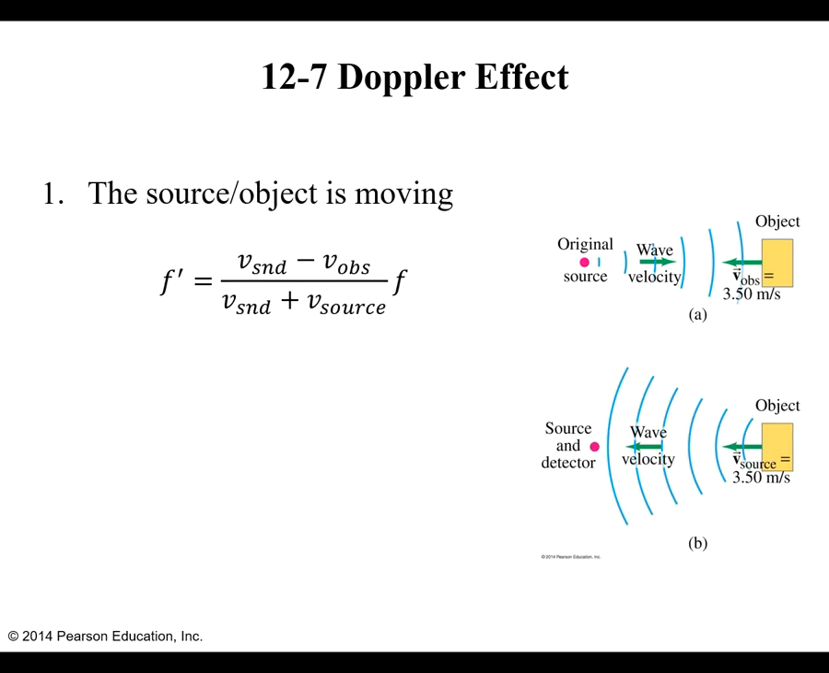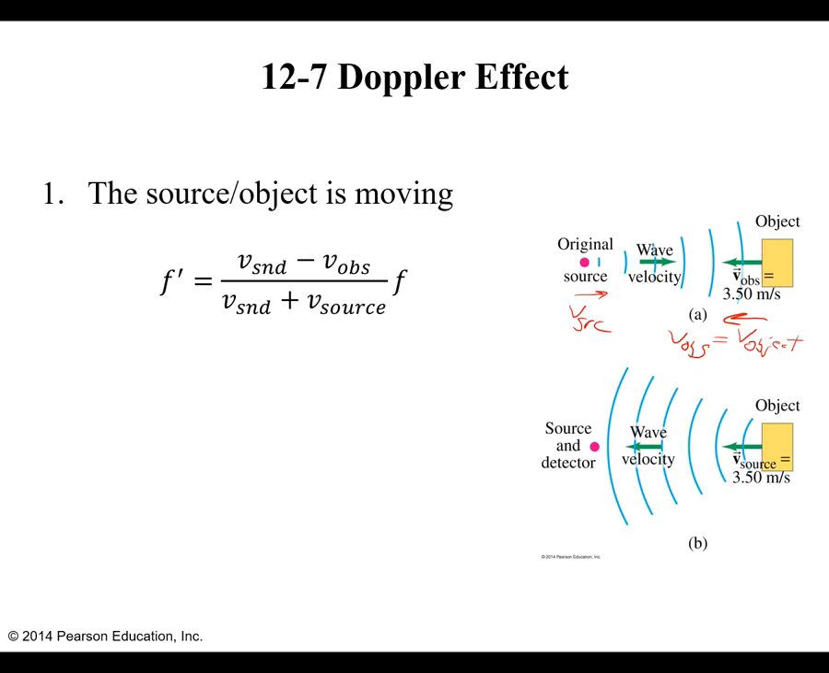So first of all, you have either the source or the object are moving. If the object's moving, then the observed velocity is going to be the velocity of the object. It's going to be the same. And then if the source is moving, of course, that's going to be a velocity of the source right there.